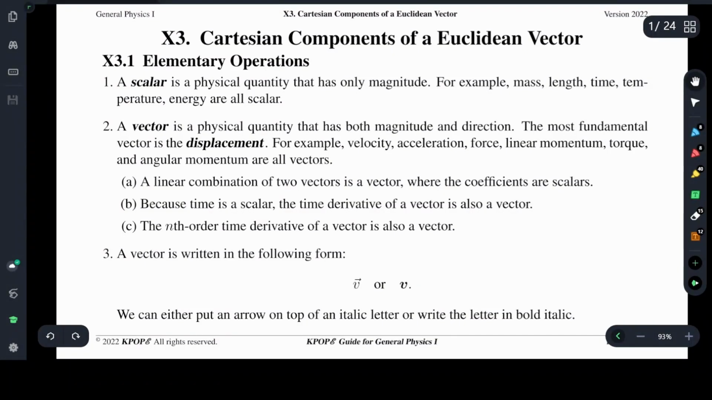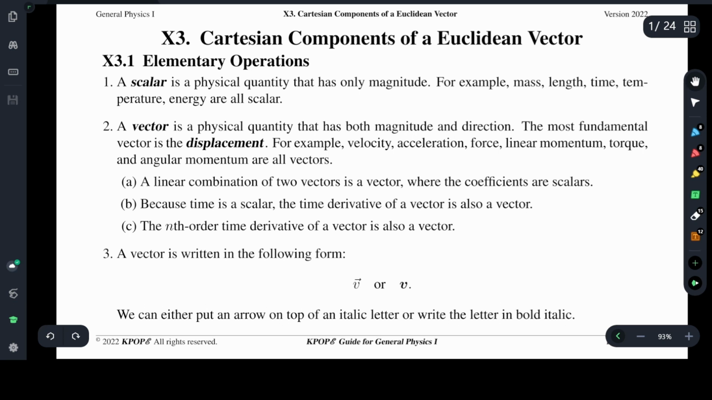Okay, today we study Cartesian components of a Euclidean vector. Until now, we learned that Newtonian mechanics assumes the space is a three-dimensional Euclidean space. Any position vector in a Euclidean space is conveniently expressed in terms of Cartesian components.